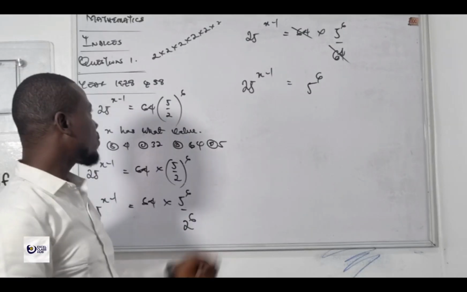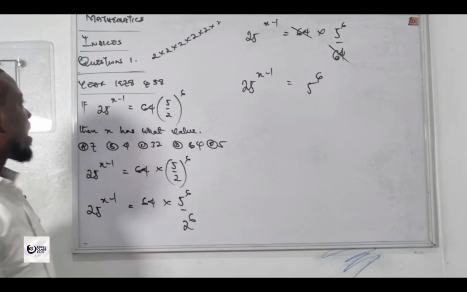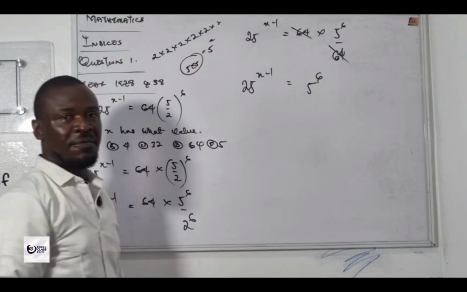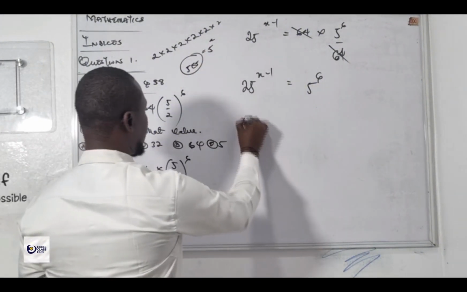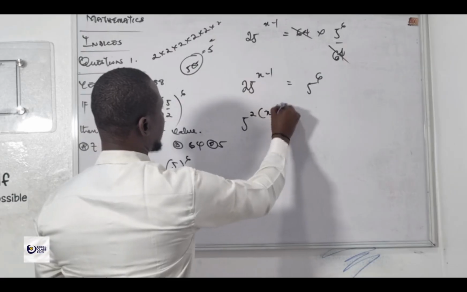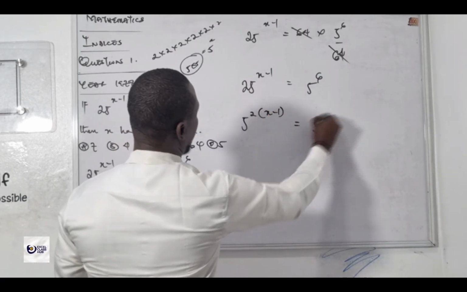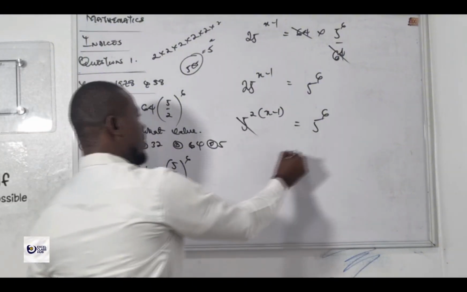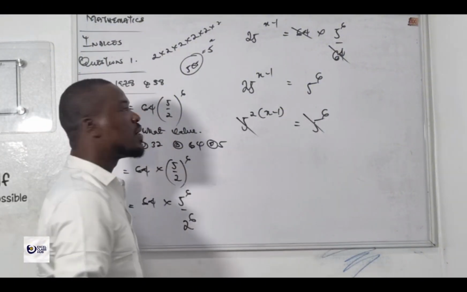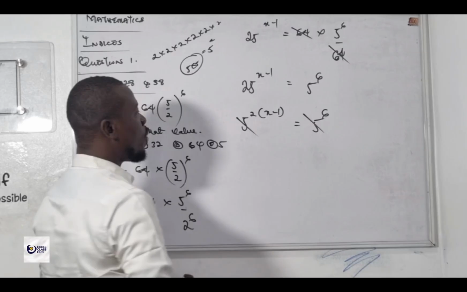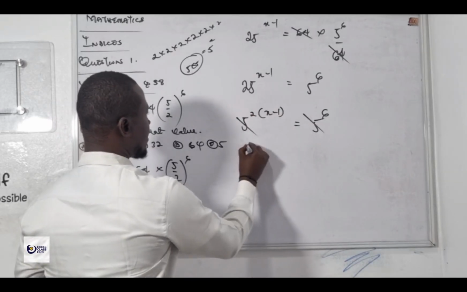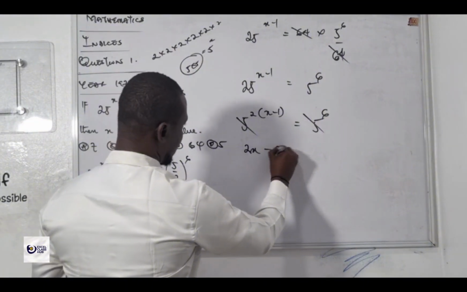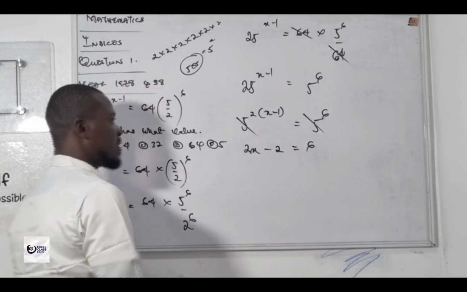So from here, this 25 can give me 5 squared because 5 times 5 is 25. So this will change back to 5 raised to the power 2, and you still have x minus 1, equals 5 raised to the power 6. Whenever you have something like this, the bases 5 can cancel out because the equals sign equates them. From here, you open the bracket. 2 times x is 2x, minus 2 times 1 is 2, everything equals 6.